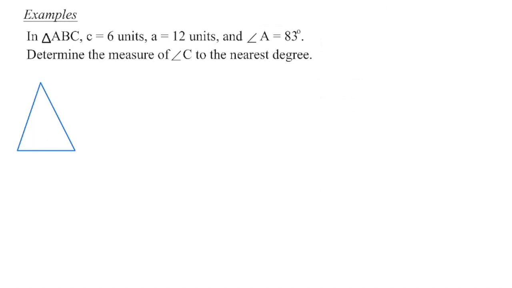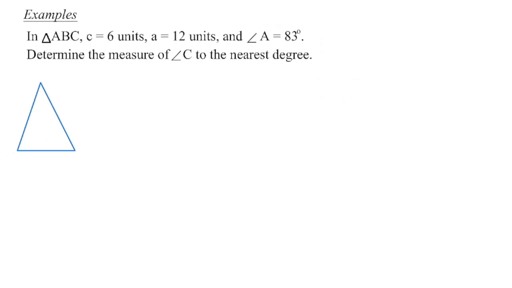We know that we have triangle ABC. We're given side length C, side length A, and angle A. So this is not going to be drawn to scale, but we want a rough sketch. You're going to want to get into the habit of taking an angle measurement, if you're given an angle measurement, and putting it on the bottom left-hand side. We're going to call this the base angle.